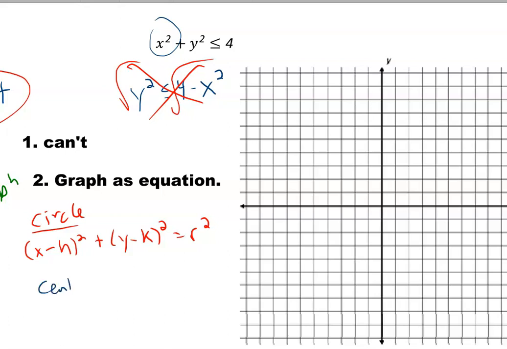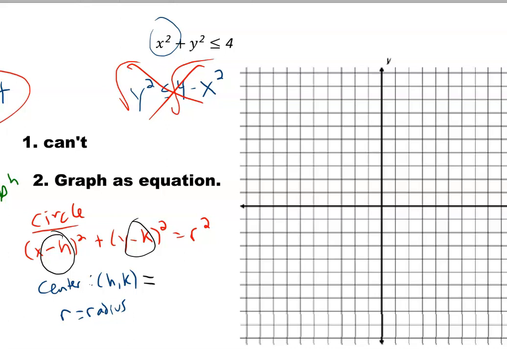So the center of your circle is at h and k, and r is the radius. In this case, h and k are a little bit tricky. They're being nice, but in a way, it makes it a little harder to figure out. There's no number with x. H is the number that's with x. There is no number with x, and same thing with k. It's the number with y. There is no number with y, which means these are both zeros.